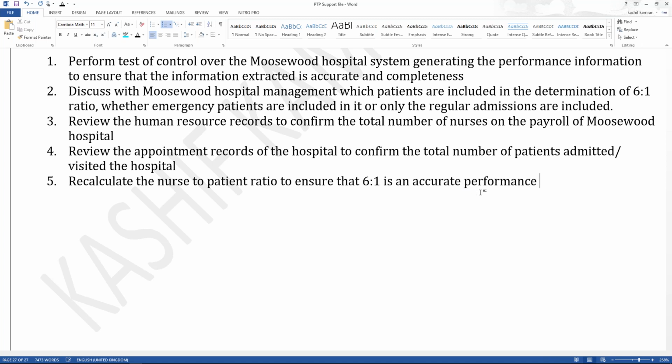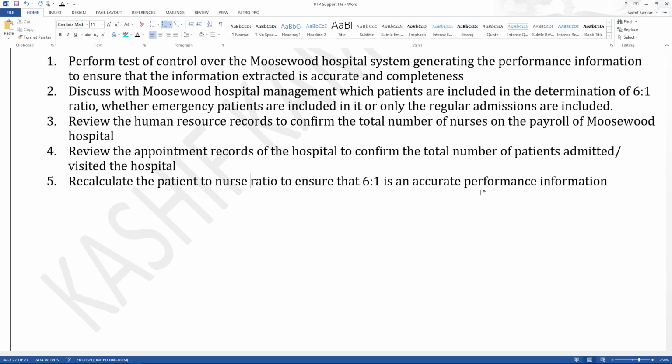So if my result also comes 6:1 or less than 6:1, is that good? Because management is saying no more than 6:1. So will that confirm the accuracy of the ratio? 6:1, right? Okay, nurse to patient ratio or patient to nurse ratio, right?